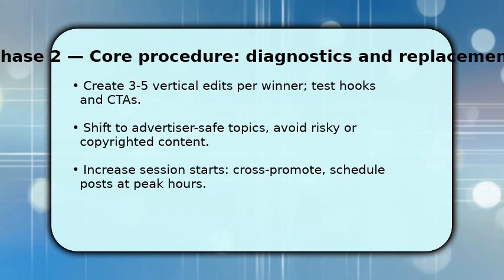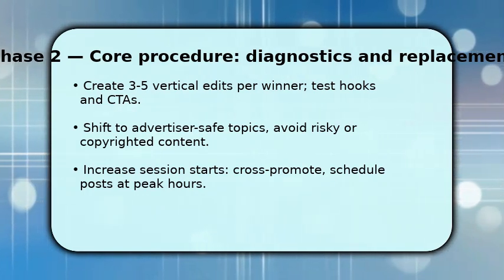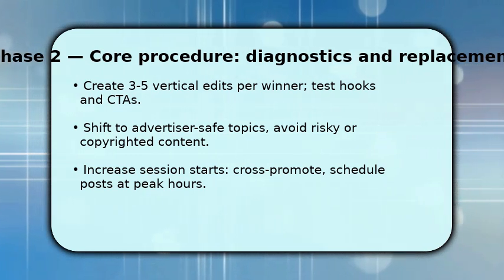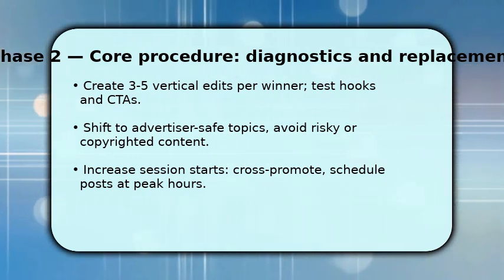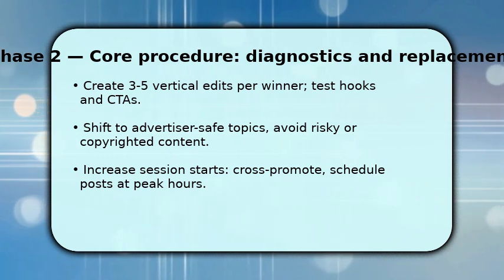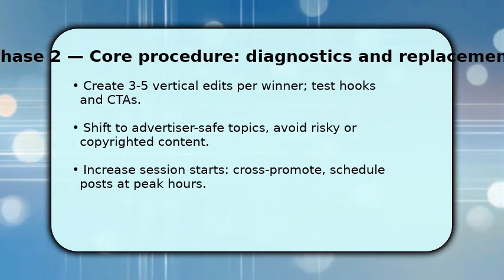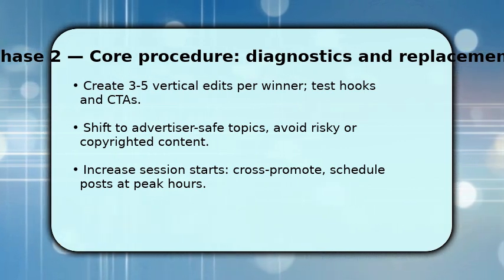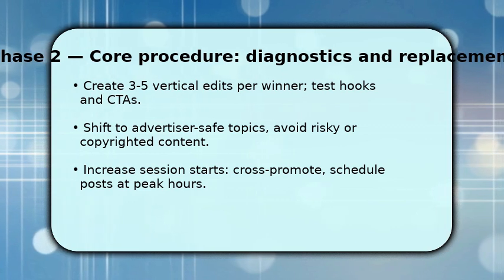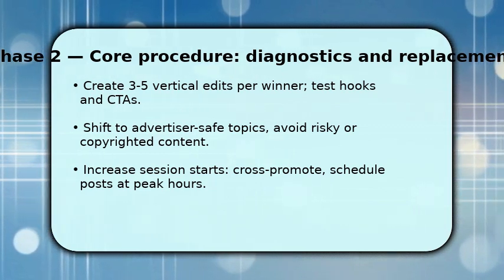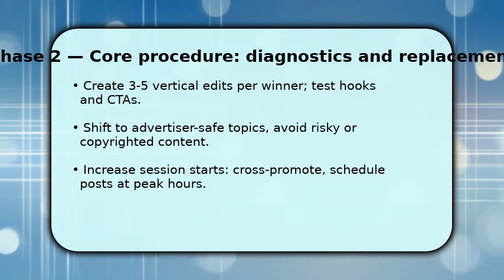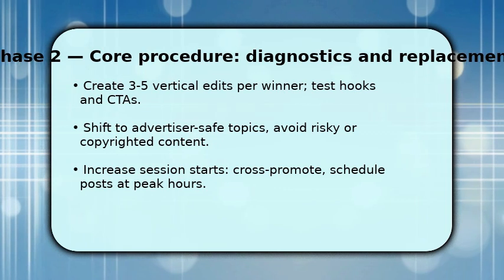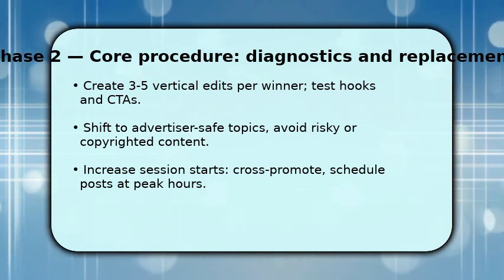Next, you scale the winners. Create 3 to 5 vertical edits per high-retention clip and test different hooks, CTA, and pacing. Explain why. More variance means faster data on what boosts click-to-watch and ad eligibility. Simultaneously, audit topics for advertiser safety, avoid controversial phrases and copyrighted music that lower ad demand. Once variants run, focus on session starts, cross-promote to Reels or Stories, and post at your channel's peak hours to amplify watch time and improve RPM signals.